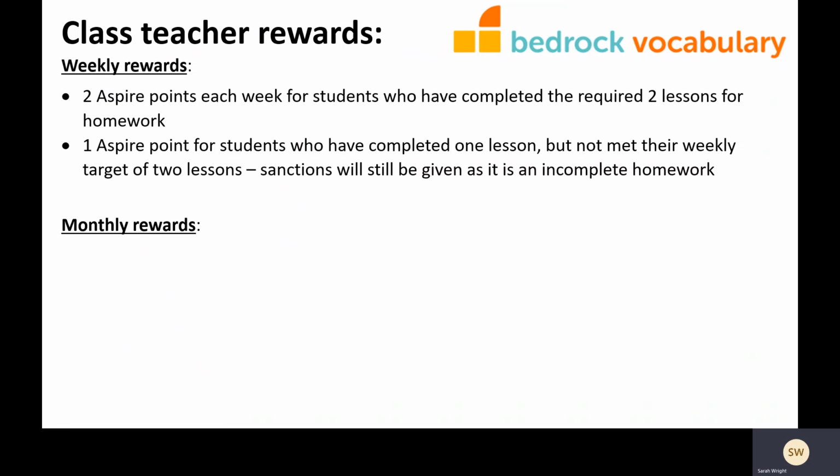If you have completed 1 lesson a week, you will still get an Aspire point, but you need to be aware that a sanction will still be given because it is an incomplete homework. So even though you've done half your homework and you will get a reward point, you will still be given a homework sanction because it is important for you to do full homework, which is 2 lessons a week.